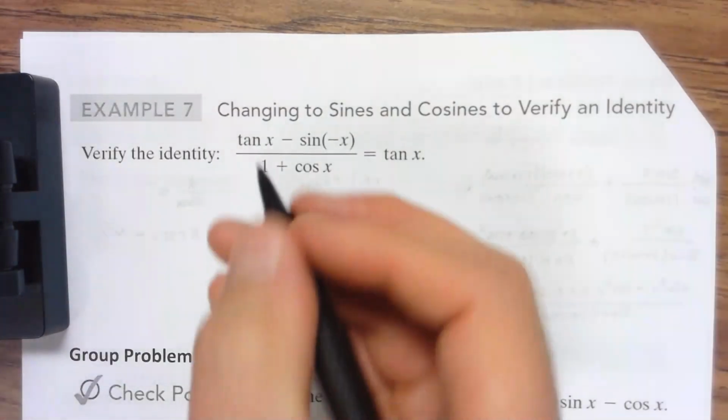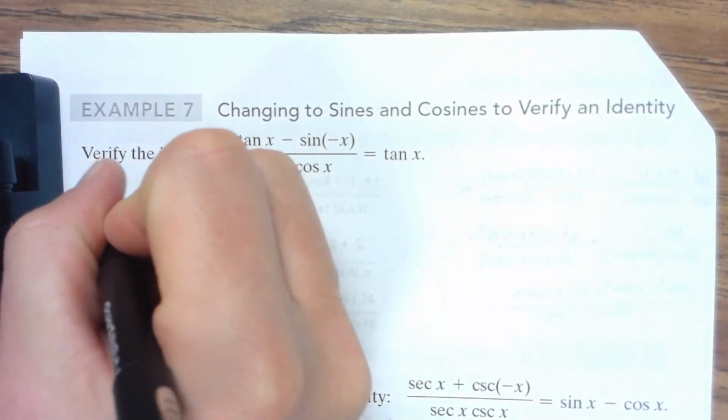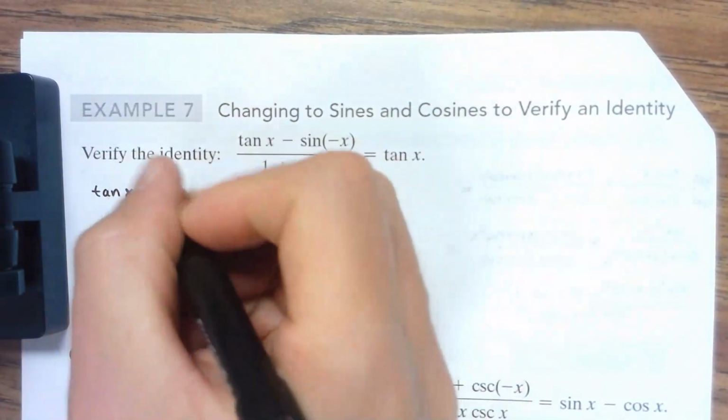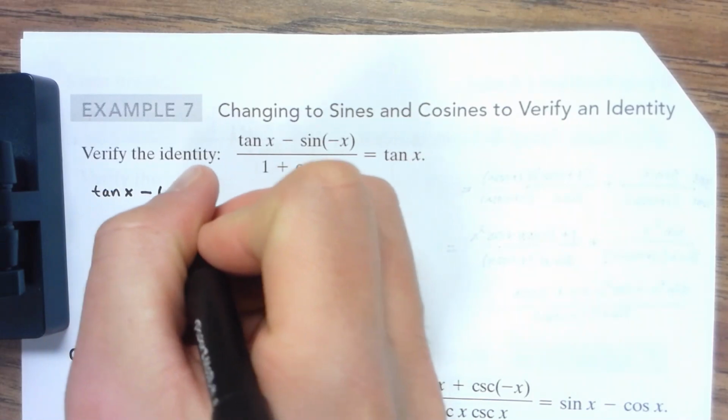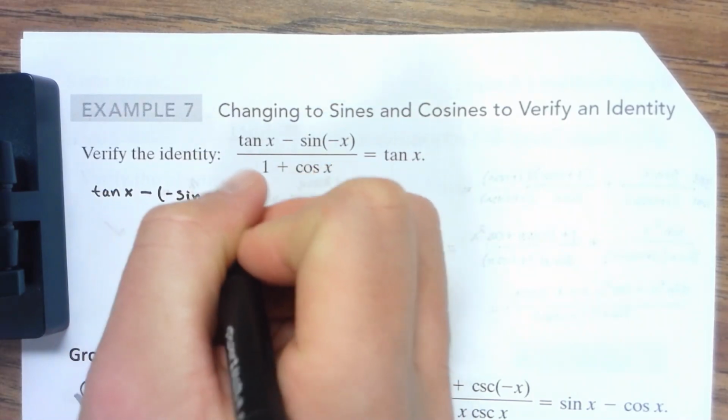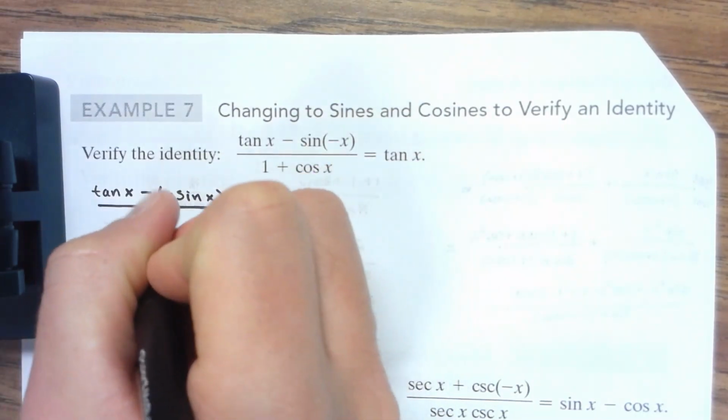So I'm going to rewrite this left side as tangent of x minus negative sine of x, and then over 1 plus cosine of x.